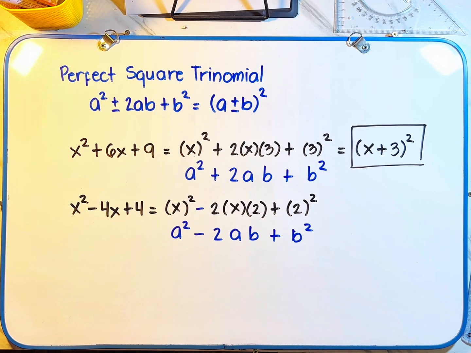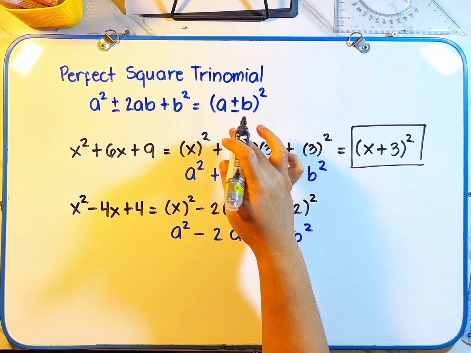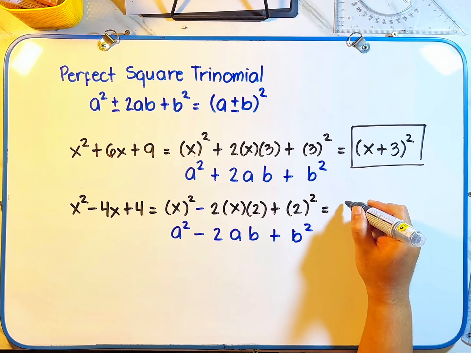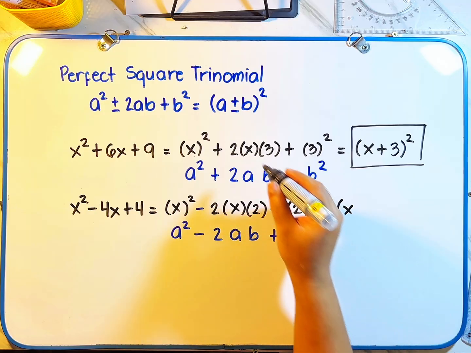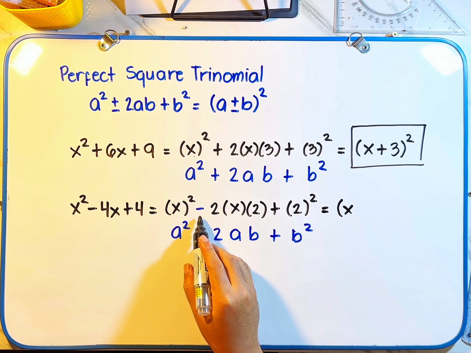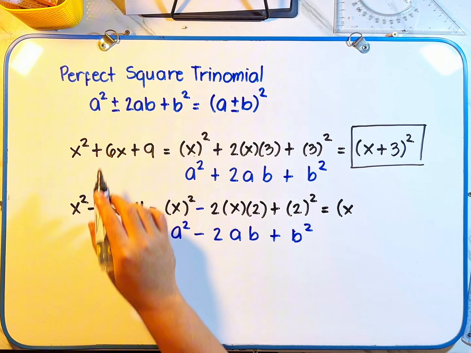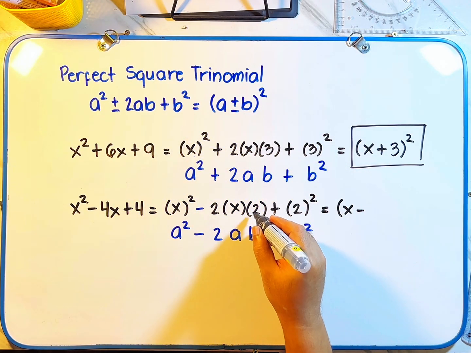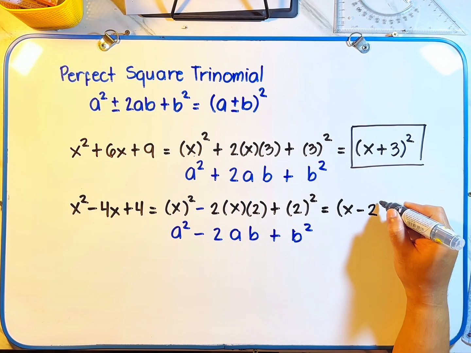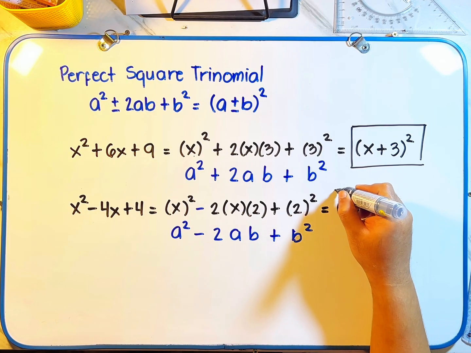Okay? Now, what's the factored form? This one. So this is equal to a, our a is x, and then plus or minus, we will use minus because this is a minus here. Okay? So minus b, our b is 2. And then squared.